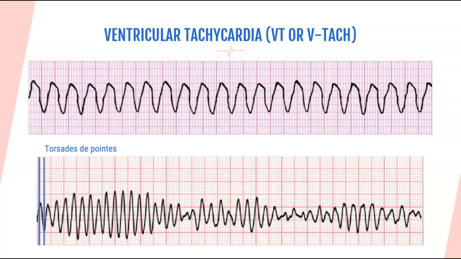Monomorphic V-tach is when they have a uniform shape, which you can see on the top strip. Torsades de pointes is a type of polymorphic V-tach, and translation from French, torsades de pointes means twisting of peaks. So you can see on the bottom, the QRS complexes kind of rotate around the baseline. They deflect downward and upward.